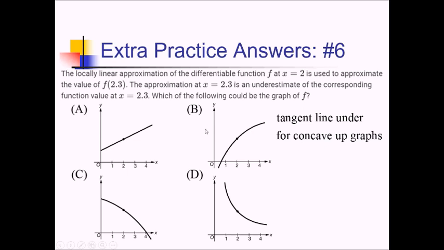But if you didn't, you could draw tangent lines at 2 for each of these functions. And if you do that, you'll see here in choice D, the only one where it's concave up, your tangent line is going to be under the curve, which means that any values you approximate are actually going to fall short of the true value. So then we're going to go with choice D.